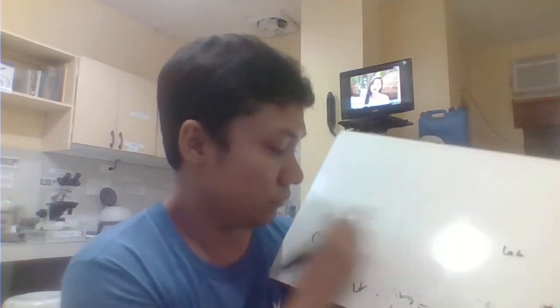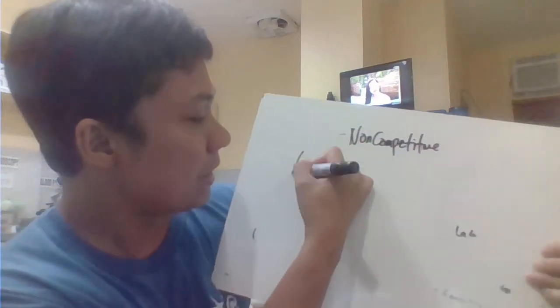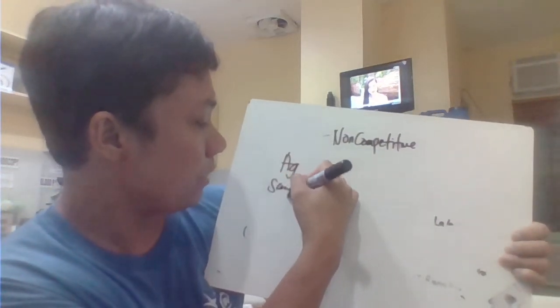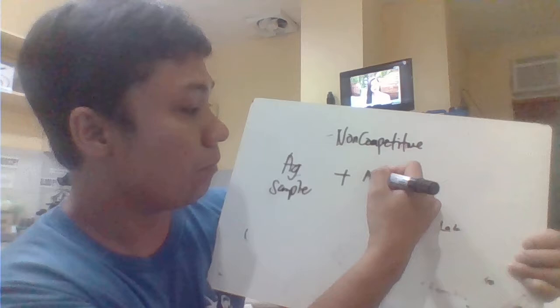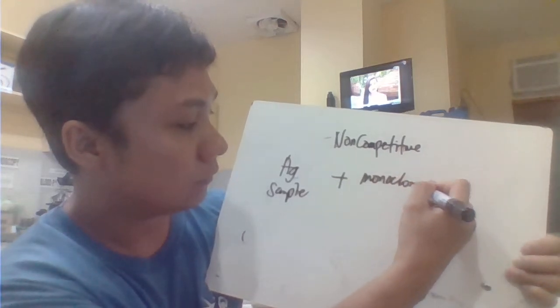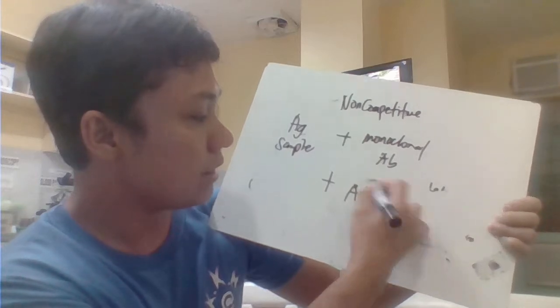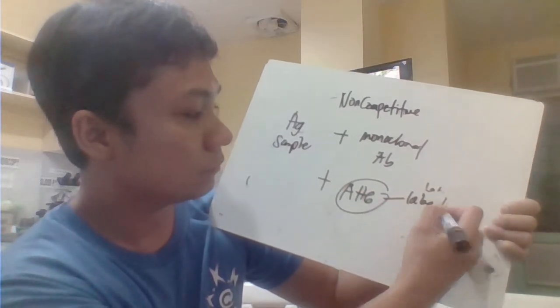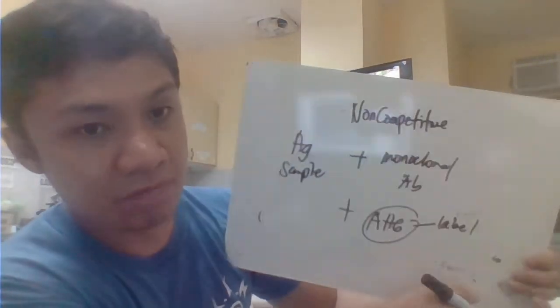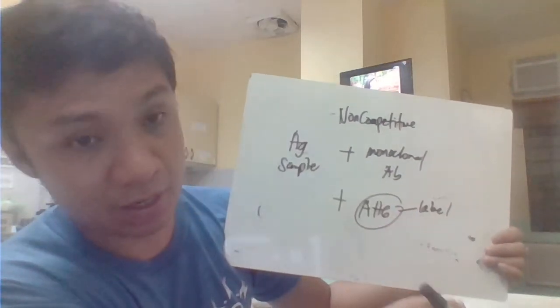Okay, the next one, we have your non-competitive. Okay, your non-competitive, on the other hand, so again, your non-competitive, you have your antigen, your sample here. Okay, then we have your monoclonal antibody plus your anti-human globulin may naka-label. Pag non-competitive naman, ito, saka ito ay hindi sila nagko-compete.